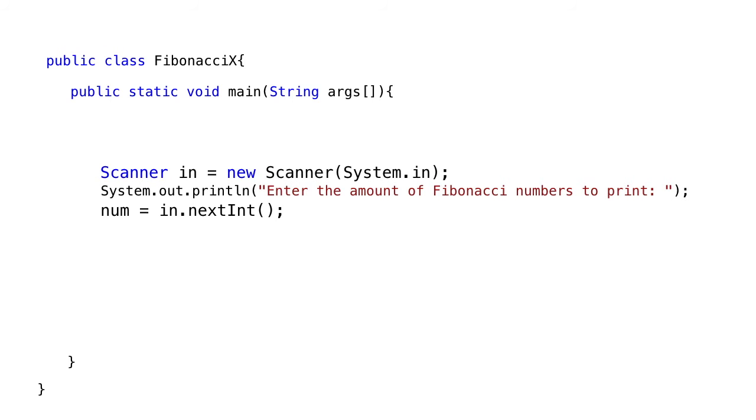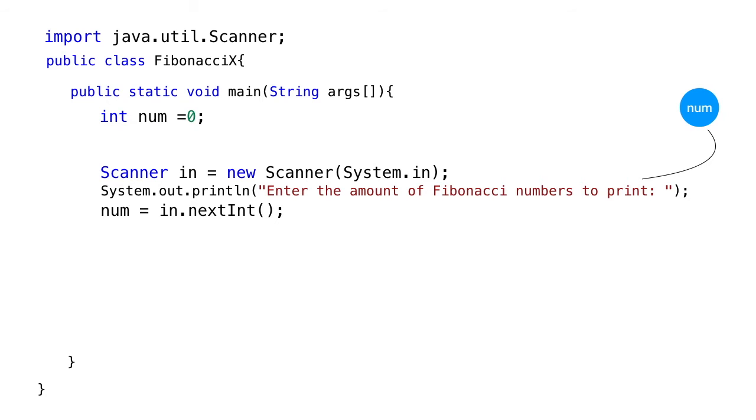So let's create a Scanner named input, which takes the parameter of System's input object. Scanner resides within the java.util.Scanner package, which we need to import. Whatever number the user entered, we are going to use the Scanner object and store the number in a variable called num. And let's initialize it.